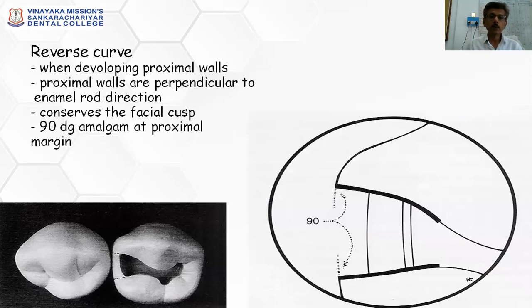Now, this is another very important component, the reverse curve. You would have heard about it, especially when you have a broad contact area. This S-shaped curve is incorporated as a component of your cavity preparation, especially while you're making the maxillary first molar mesial cavity, the maxillary first molar mesio-occlusal cavity. I'll be more specific about it.